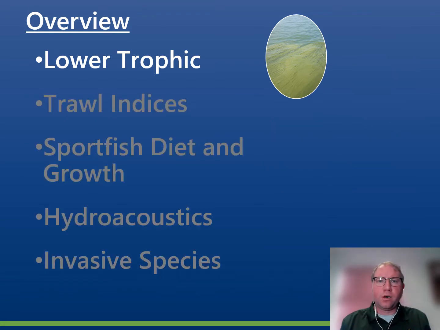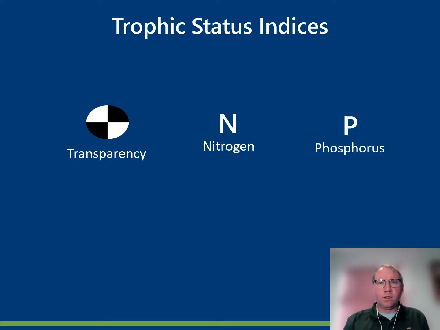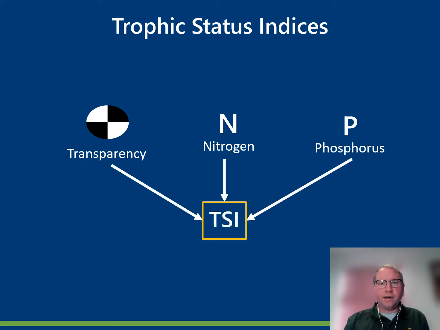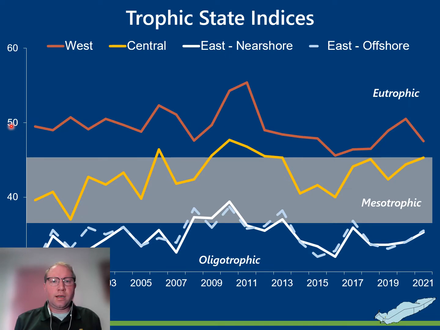I'll start with lower trophic and describe the nutrient conditions in the lake. To describe the nutrient levels in the various areas of the lake, the Forage Task Group uses a combination index of transparency, nitrogen, and phosphorus to yield a trophic status index. Here's a graph showing trophic state index over time.